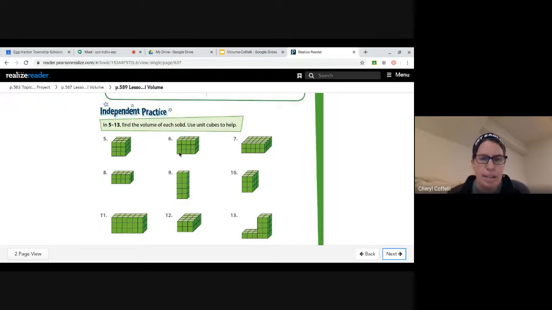You could also do it this way. Think of a layer of a cake. You could do the bottom part, or the base, which would be 4 times 2, which is 8. Then how many layers are there? There's 1 layer, 2 layers, 3 layers. So 8 times 3 would give you 24 cubic units. That's how many cubes you would need to make this figure right here.